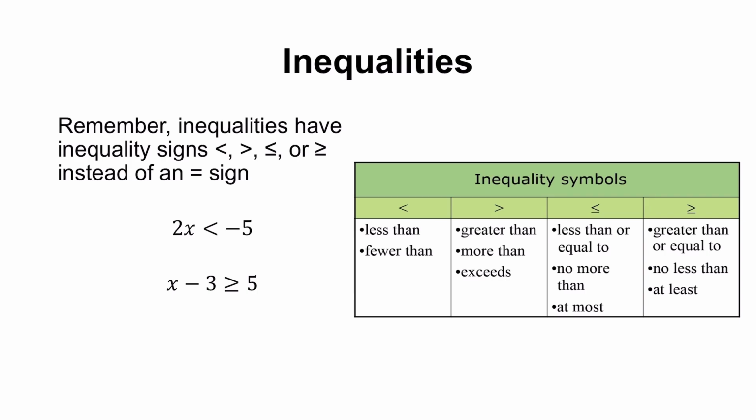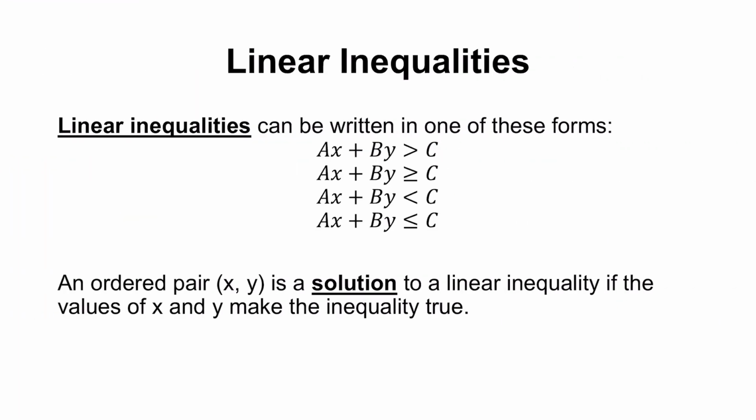Remember that we have these phrases that we can use when we're working with word problems to determine the kind of inequality symbol to use. Linear inequalities can be written in one of these forms. Something like 2x + 3y > -4 is a linear inequality. y ≤ -2x + 7 is another example of a linear inequality. An ordered pair (x, y) is a solution to a linear inequality if the values of x and y make the inequality true.